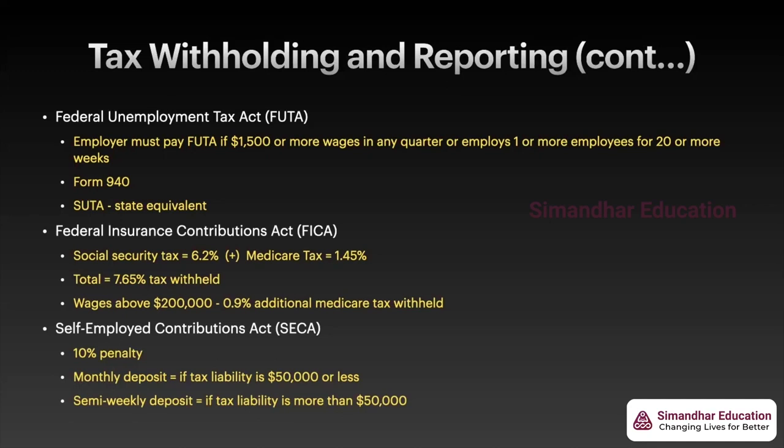So, not throwing more light on that, but you just have to remember that there are different withholding requirements in terms of FUTA and FICA. FUTA is paid on Form 940 and FICA is paid at 7.65% tax rate. There's another tax and withholding requirement, which is also called Self-Employed Contribution Act, or SECA. Now, this applies to self-employed individuals. There's a 10% penalty if you don't remit the payment. Again, there's monthly deposit and semi-weekly deposit based on if you exceed the 50,000 threshold or if you're below it.